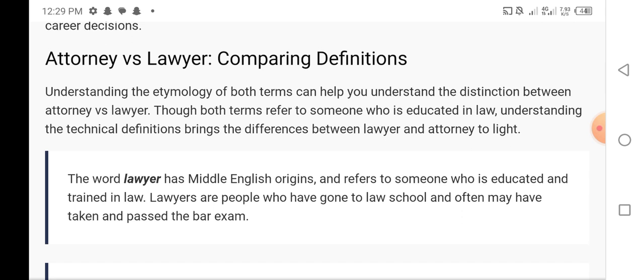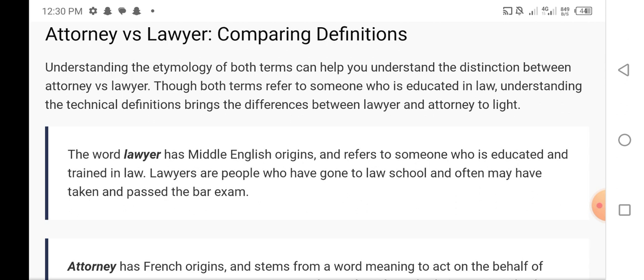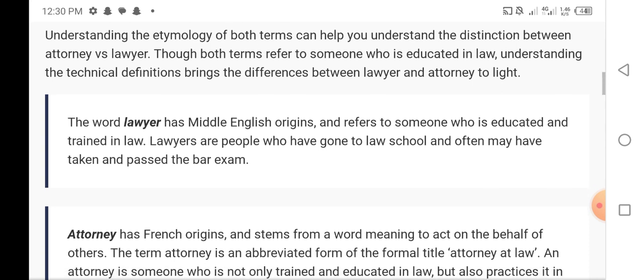Attorney versus a lawyer, comparing definitions. Understanding the etymology of both terms can help you understand the distinction between attorney versus a lawyer, though both terms refer to someone who is educated in law. Understanding the technical definitions brings the differences between a lawyer and an attorney to light.